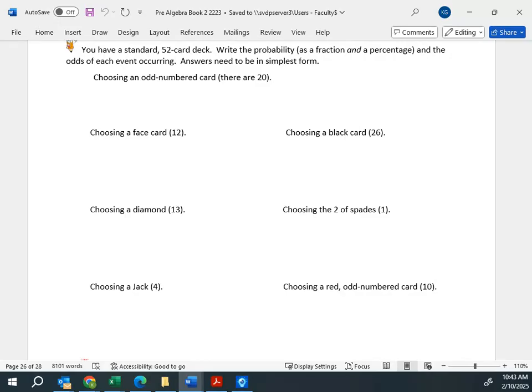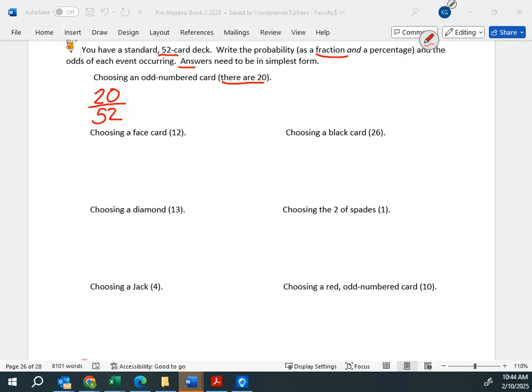So what's the probability of choosing an odd numbered card? And he's telling us how many there are and how many total cards there are. So what would be the probability of choosing an odd numbered card? How should I write that? Robbie? So when we're doing the probability, we're going to start with a fraction. So what would my fraction be? 20 over 52.